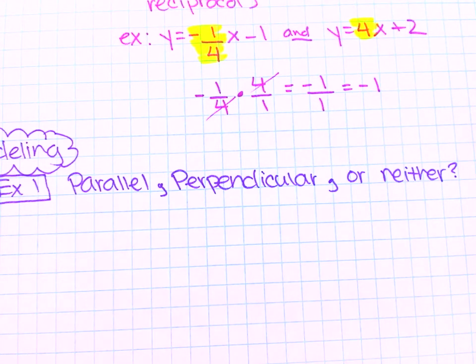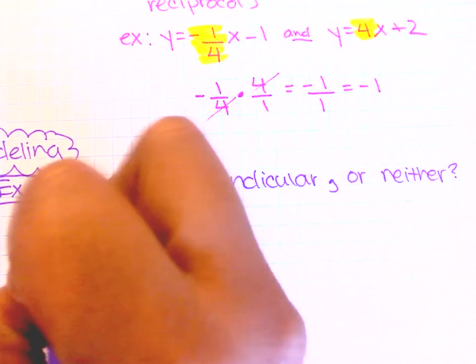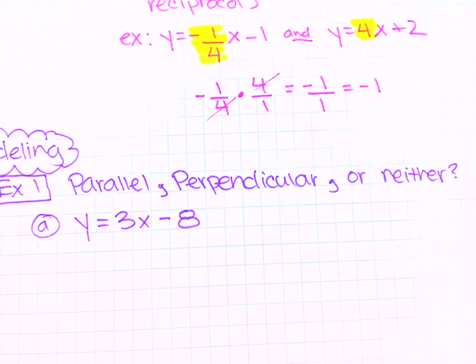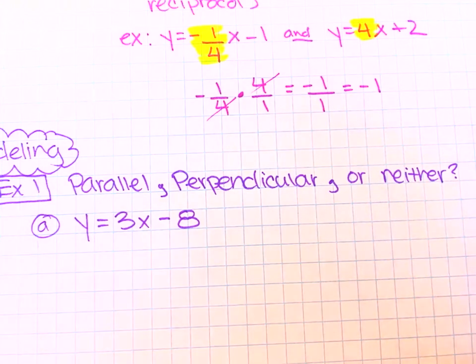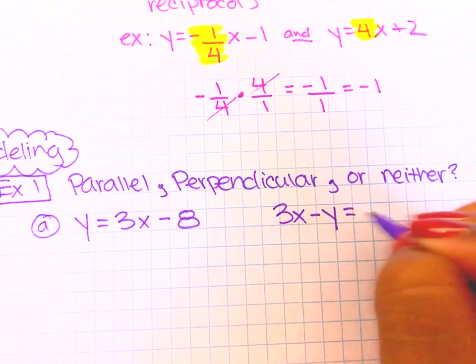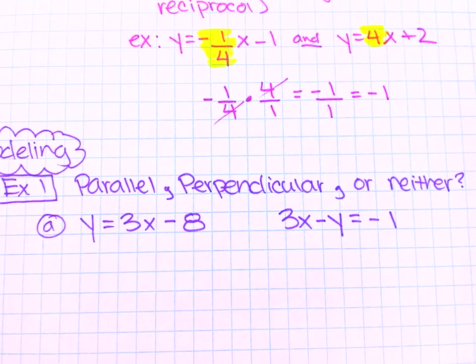Okay, so here we go. Example A. Y equals 3x minus 8. The second equation that they give you is 3x minus y equals -1. So they give you two equations. So they want us to find out, is the line parallel, perpendicular, or neither?